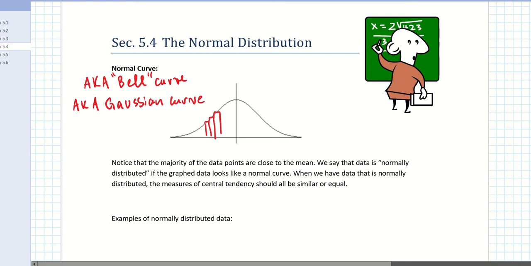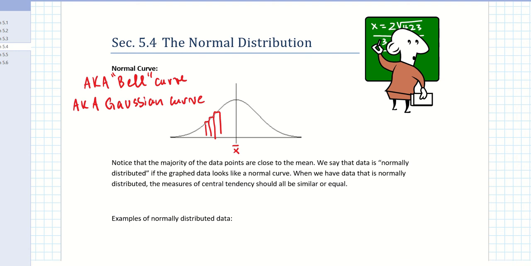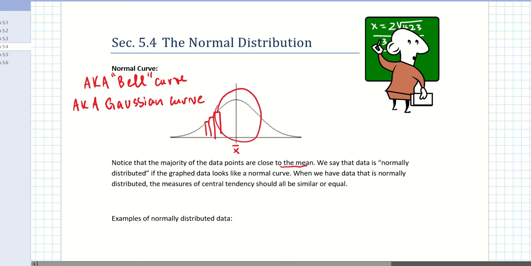Okay, so the mean of any normal curve or any normal distribution is going to be right in the middle. Depending on what you're looking at, are you looking at the population mean or the sample mean? So this can be either your x bar, which is your sample mean, or it could be your mu, which is going to be your population mean. So the mean is always going to be in the middle. It says here, notice the majority of the data points are close to the mean, which again, most of the points are right here, right in the middle.